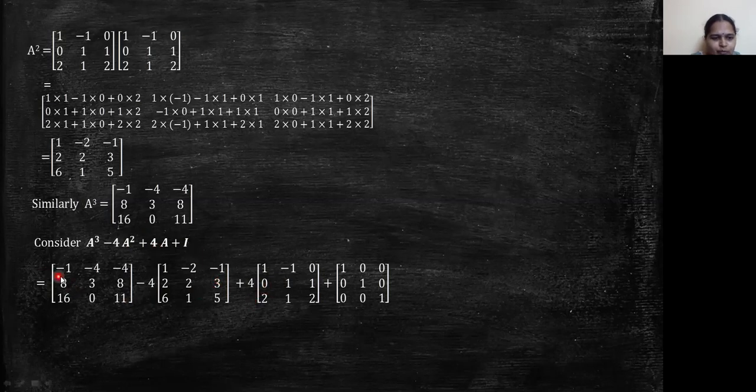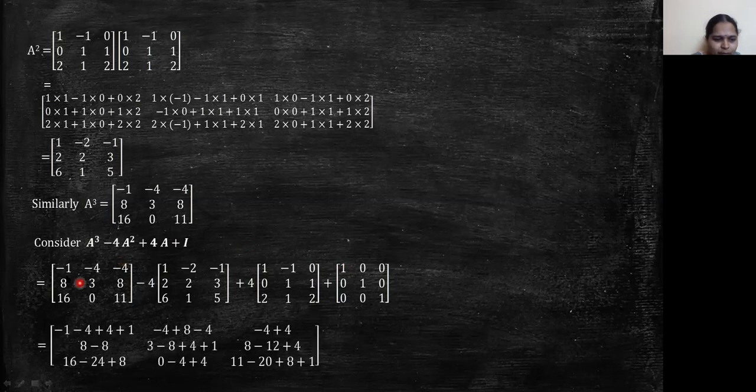Now what we have to do is we have to add or subtract or multiply whatever we have here, all that we have to do with the corresponding element. Suppose if we are taking the first element, then go for the first element in this matrix and then go for the first element in this matrix and then first element in this matrix. So minus 1, minus 4 into 1, next 4 into 1, next plus 1. Okay, like that.